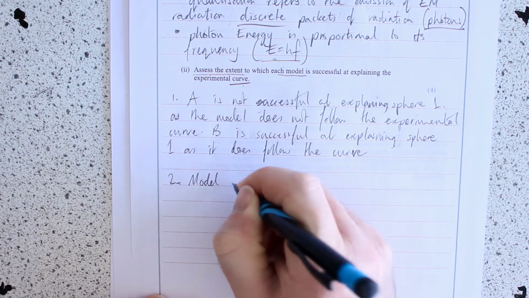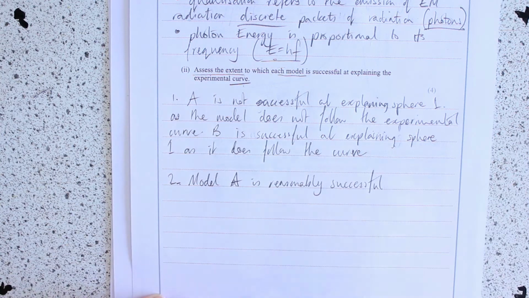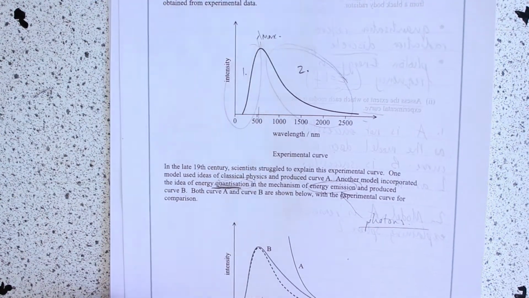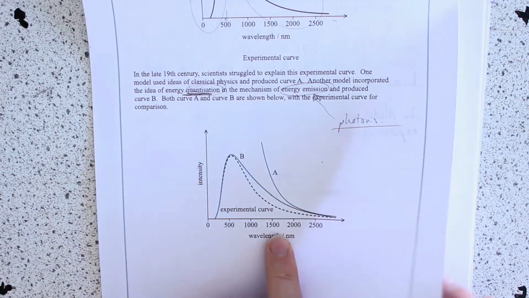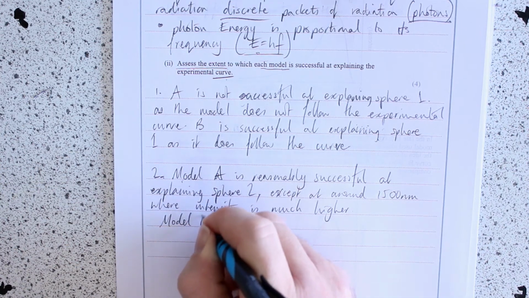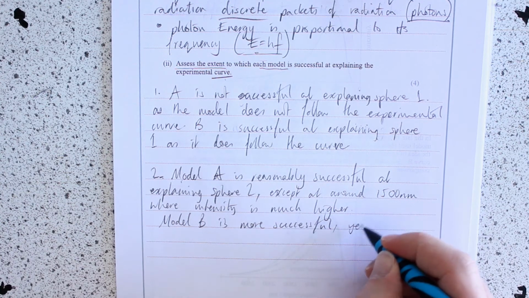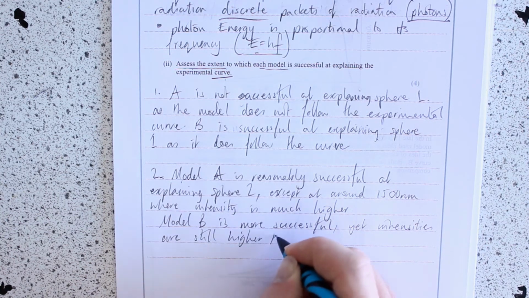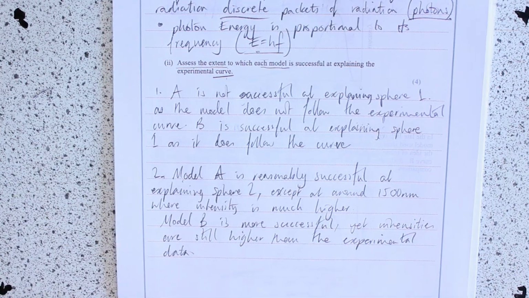So Model A is reasonably successful at explaining sphere 2, sorry. But it's much higher intensities around 1,500 nanometers. Model B, however, is more successful, yet intensities are still higher than the experimental data. So I hope that makes sense to you.